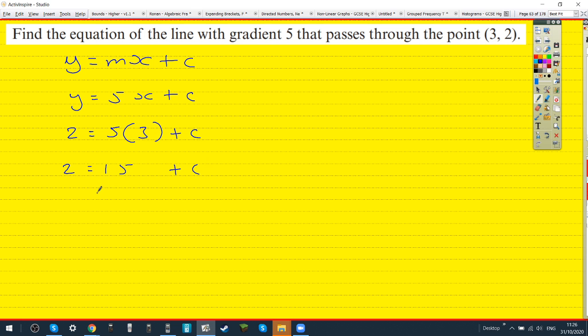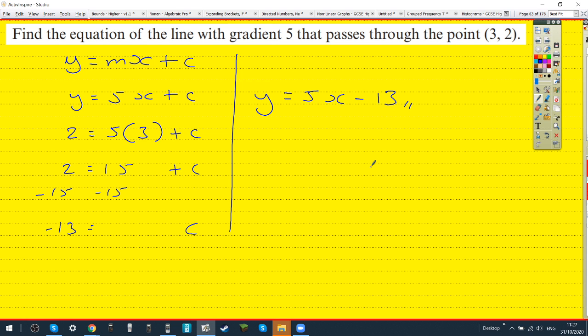Yep. Would the 2 be written out as 2y, or just 2? It was y, but it's now 2. So could you minus 15 on both sides? Yep. Which would give you minus 13 equals c, so c is minus 13. And so what is the equation of the line? y equals 5x plus minus 13. Well done.